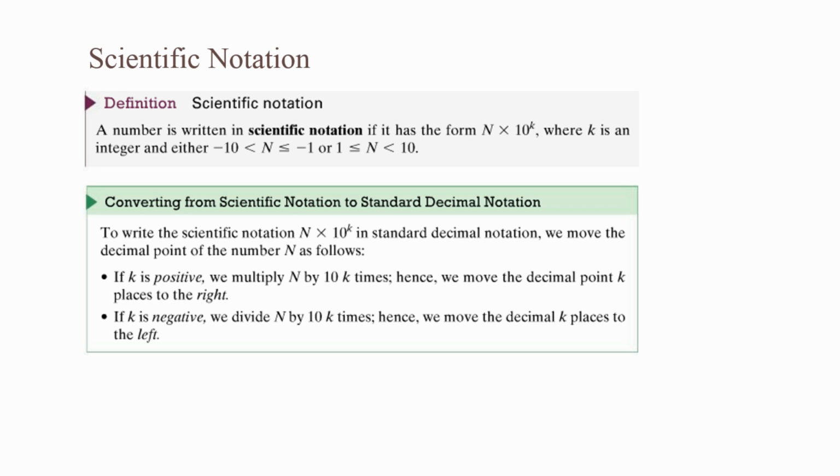9.8 would be acceptable. 99.8 would not. Converting from scientific notation to standard decimal notation. To write the scientific notation n times 10 to the k in standard decimal form, we move the decimal point of the number n as follows. If k is positive, we multiply n by 10 k times, hence we move the decimal point k places to the right. If k is negative, we divide n by 10 k times, hence we move the decimal k places to the left.